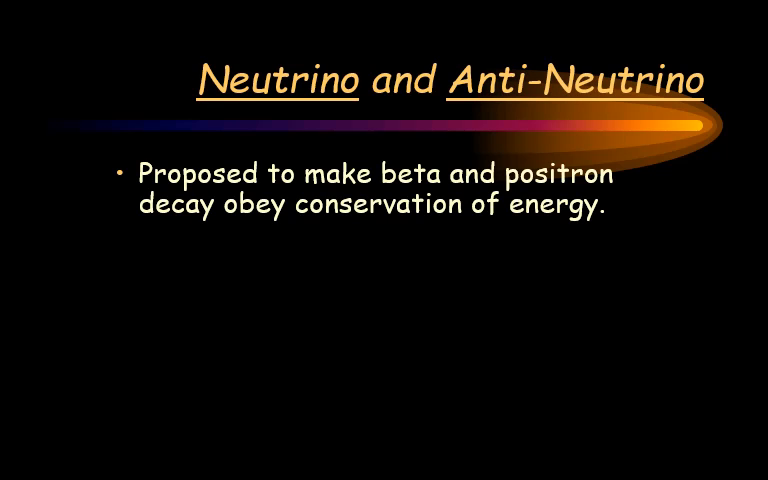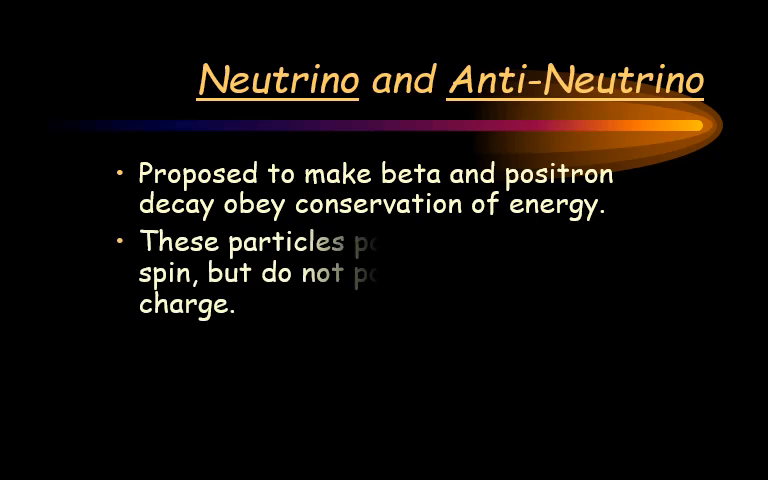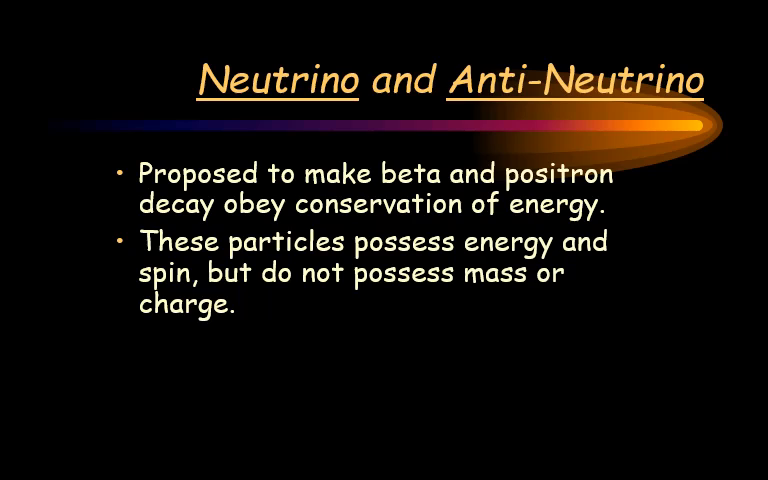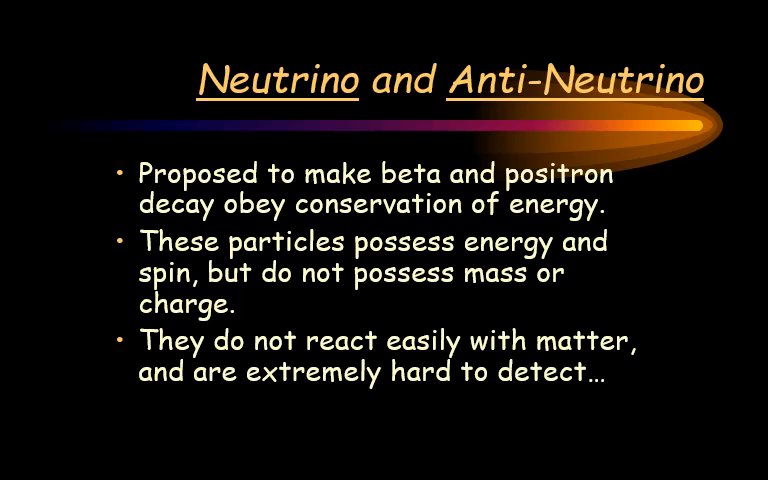The neutrino and antineutrino were proposed to make beta and positron decay conserve energy. And so they were proposed, and then they were discovered. These particles possess energy and an extremely small amount of mass. They pretty much don't interact with anything. We have billions of them going through us right now, coming from the sun, and they don't interact with matter significantly at all.